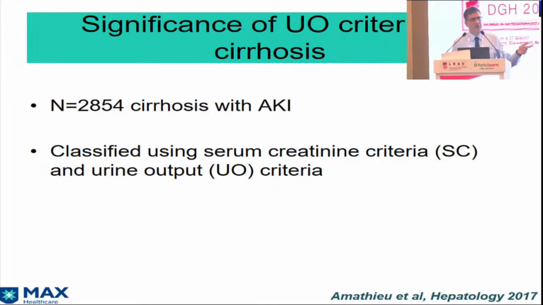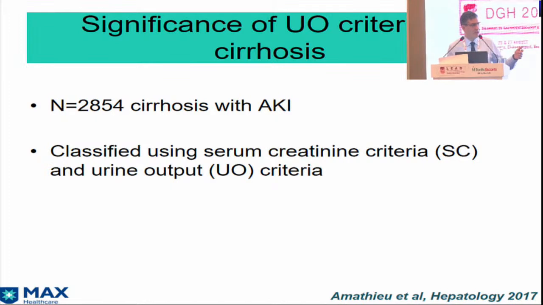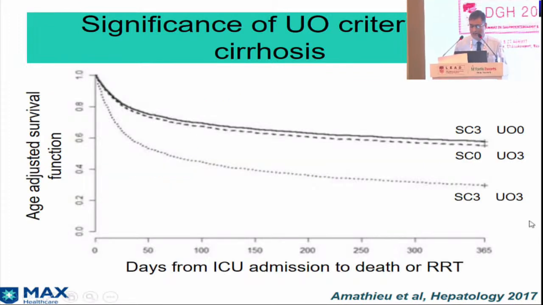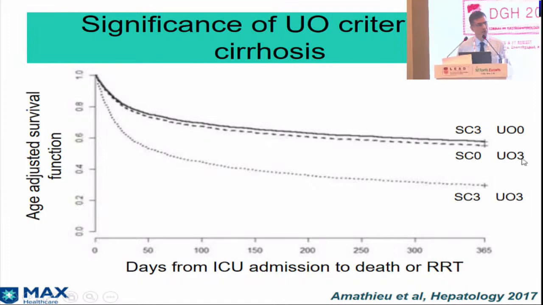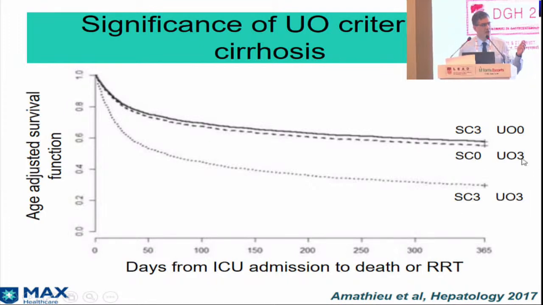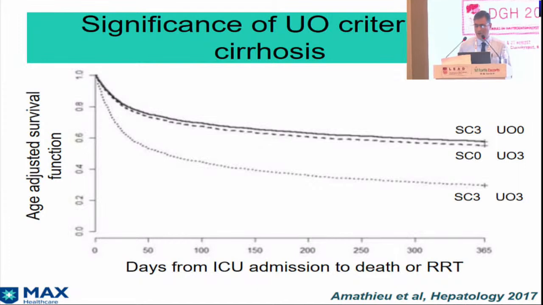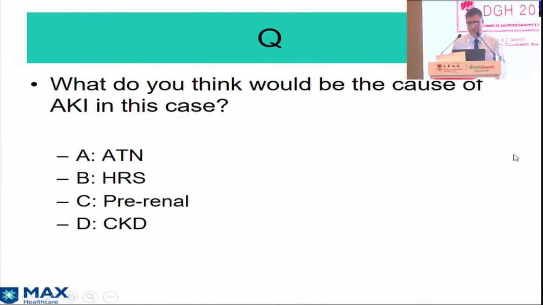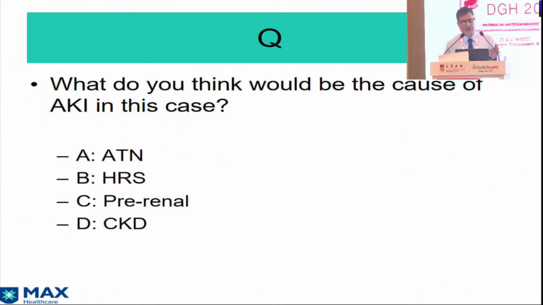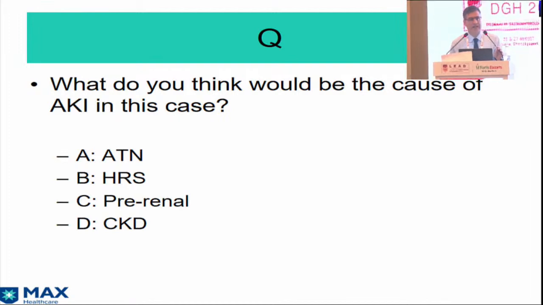So we did talk about the significance of the urine output criteria, which was recently incorporated, and it was shown that patients who have CKD3 based on urine output criteria also have a very poor prognosis. So this is an important criterion: not just a rise in serum creatinine, but a fall in urine output is also important. So the next question again for the audience, what do you think would be the cause of AKI in this case? He had SBP and then he had renal failure. So is it ATN, is it HRS, is it pre-renal, is it CKD?